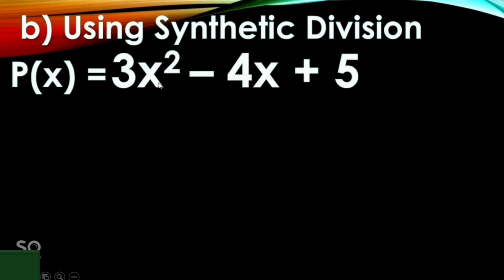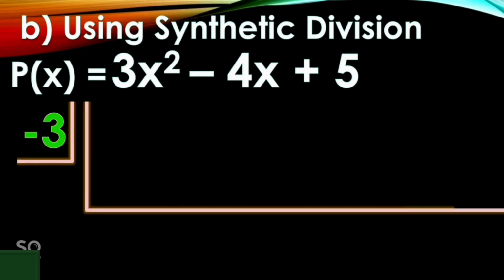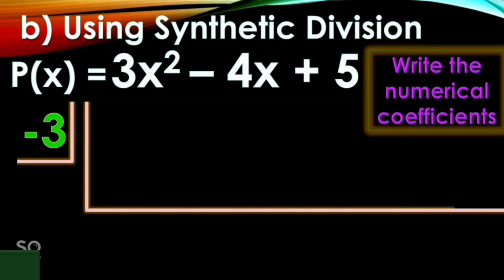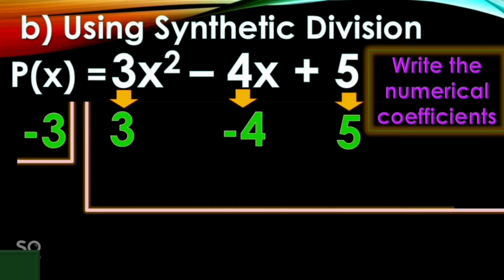Okay, so p of x equals 3x squared minus 4x plus 5. We make a setup like this. Here we put the negative 3. That will be our divisor, which is negative 3. So our polynomial is 3x squared minus 4x plus 5. And then the next step is we write down only the numerical coefficient of each term of the polynomial. We have 3 terms. The first term is 3x squared, so its numerical coefficient is 3. The numerical coefficient of negative 4x is negative 4. And then we have the constant 5.